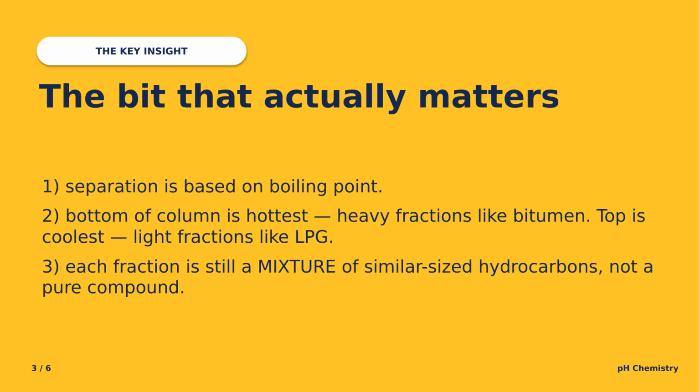Three things. 1. Separation is based on boiling point. 2. The bottom of the column is hottest and has heavy fractions like bitumen. Top is coolest and you have light fractions like LPG. 3. Each fraction is still a mixture of similar sized hydrocarbons, not a pure compound.